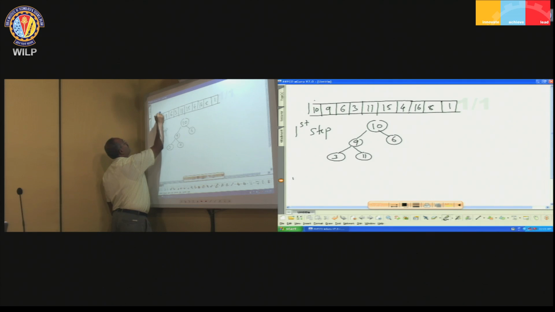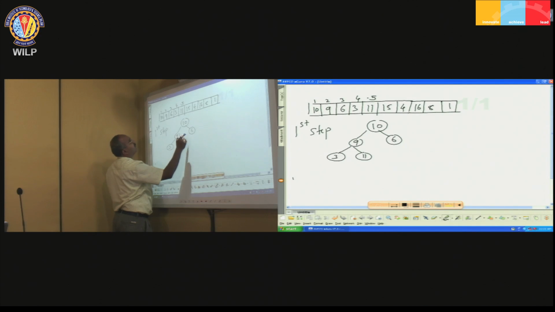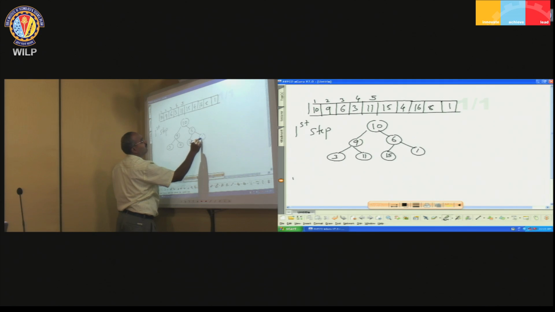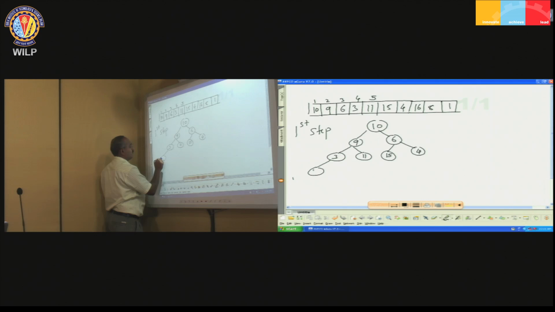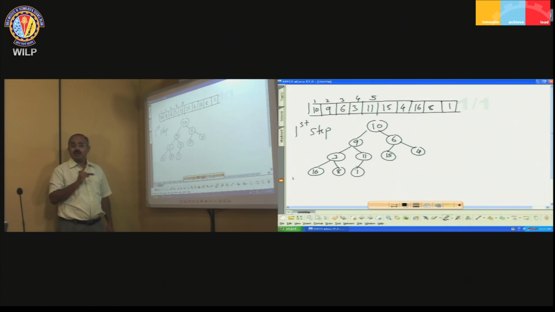right. So, this is say 1, 2, 3, 4. If I look at 9, its left child is at index 4, which is 3, and its right child is the key which is stored at index 5, which is 11, and I can just continue this. Now for 6 it will be 15, then 4, this is going to be 16, 8 and 1.